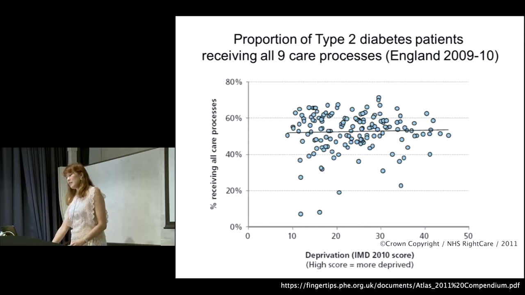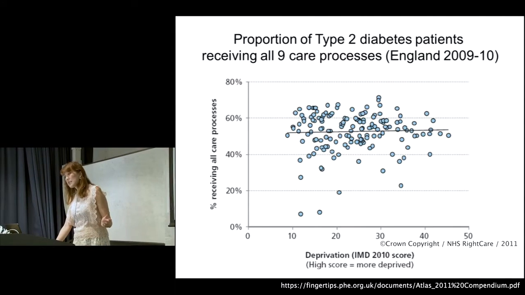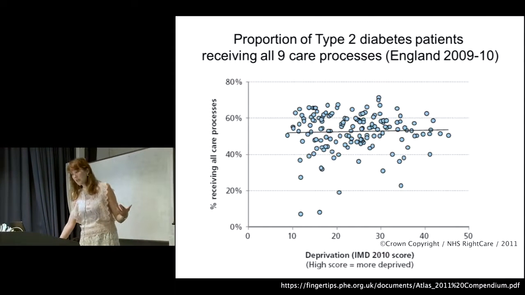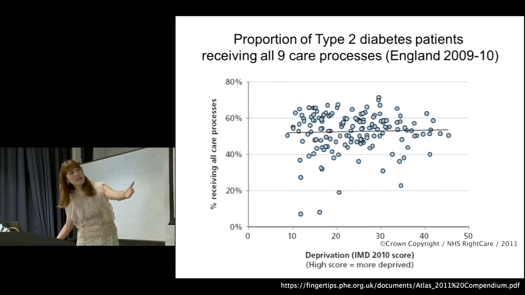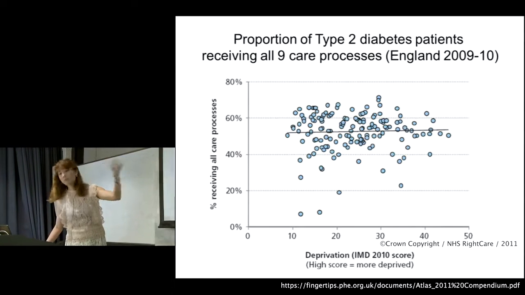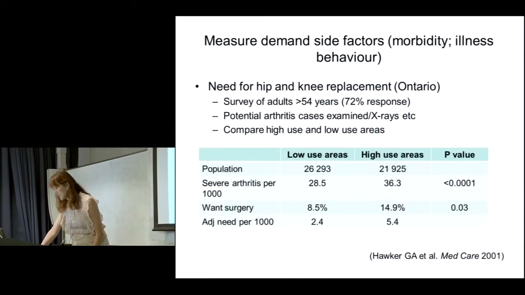Okay. This is also another showing measures of type 2 diabetes and different processes by deprivation. And we can see that actually the trend is clear.